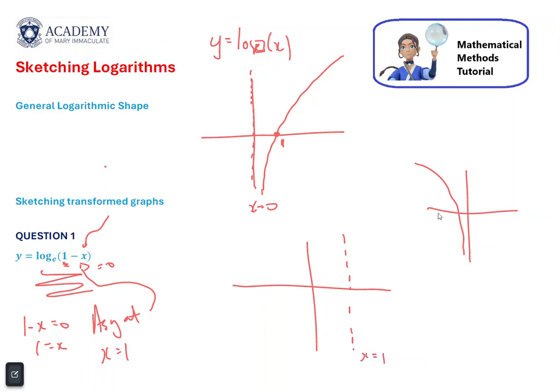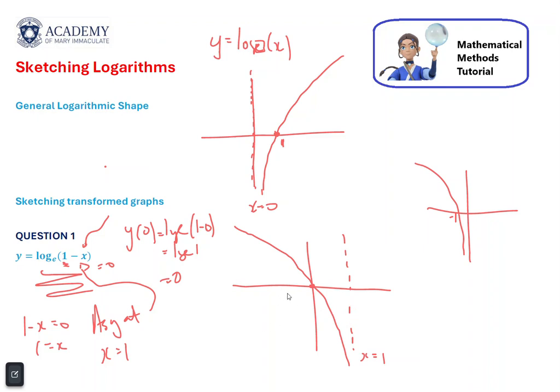I suspect since that there was 1, that would be negative 1. When I move to the right one, I'm going to go through 0, 0. But let's just double check that. So y of 0 will be equal to log base e of 1 minus 0, which is log base e of 1, which is 0. So that's correct. My graph looks something like this.